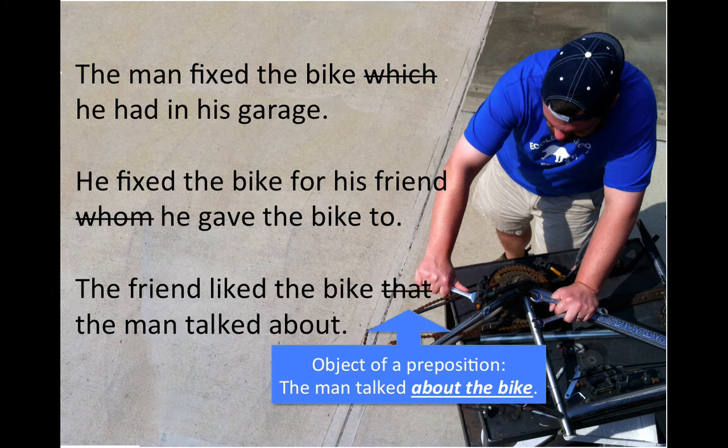Another example, the friend liked the bike that the man talked about. In this case, that, the relative pronoun, is the object of a preposition. You can think of the sentence, the man talked about the bike. In this case, the relative pronoun that is the object of a preposition can be omitted or deleted. And you'll get the sentence, the friend liked the bike the man talked about. This is a possible sentence.